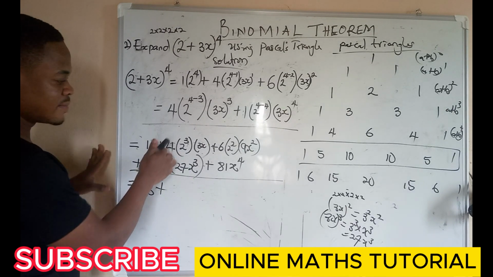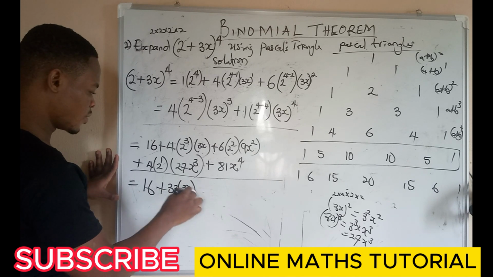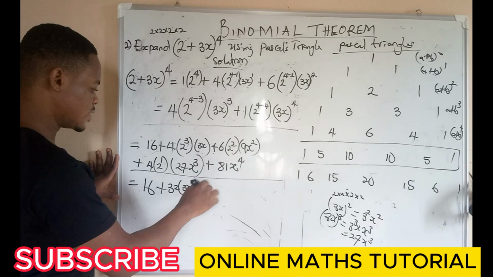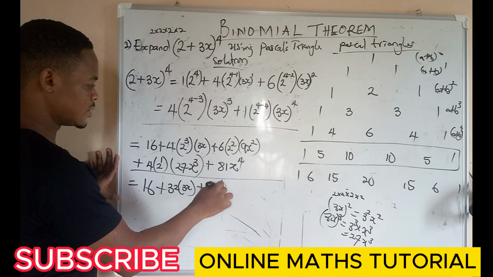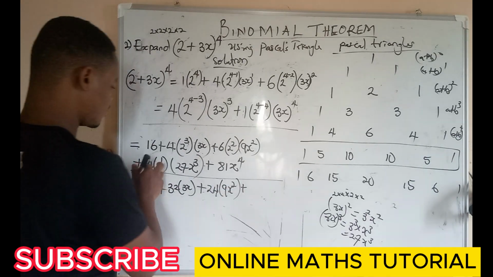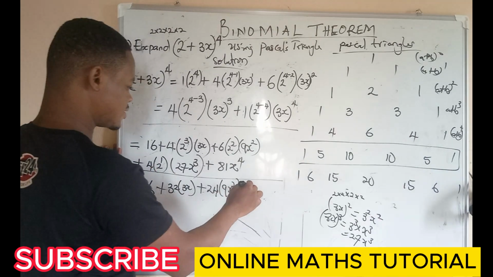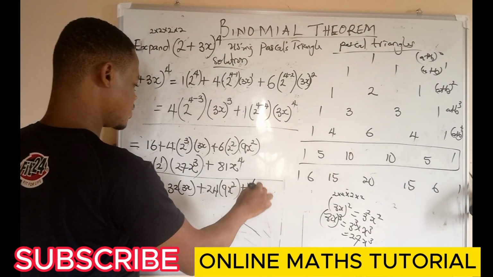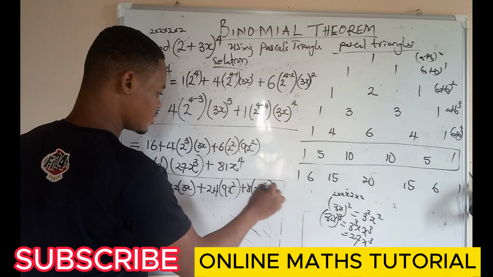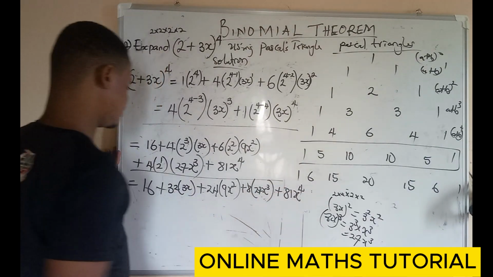8 times this will give us 32 into 3x, plus 2 raised to the power, this is 4. 4 times this is 24 into 9x raised to the power 2, plus 2 raised to the power, this is 1. 4 times this will give us 8 into 27x raised to the power 3. Then we'll be left with plus 81x raised to the power 4.